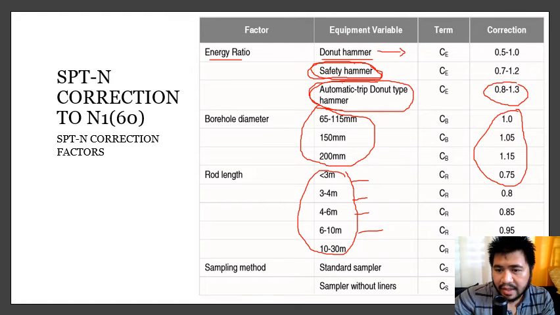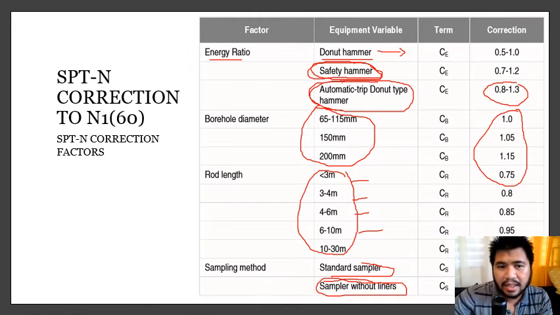And then sampling method. Again, as I've said before, most of the SPT methods I've seen in the Philippines don't really have any liners. Okay? People are too cheap for that.